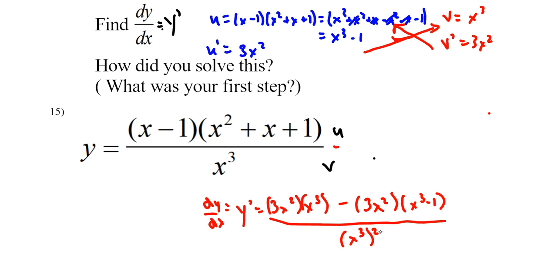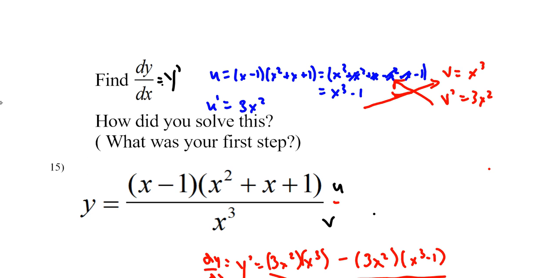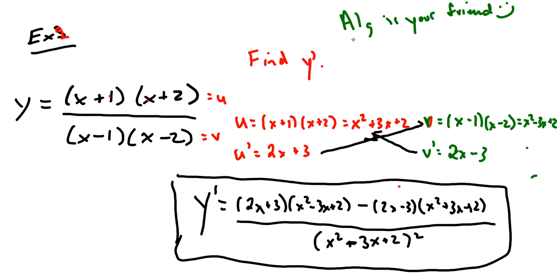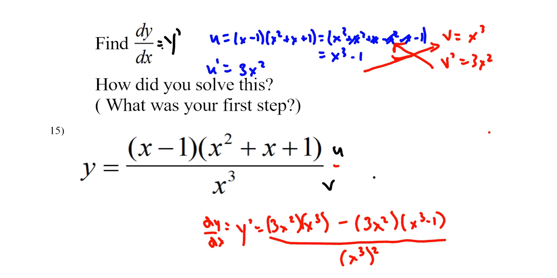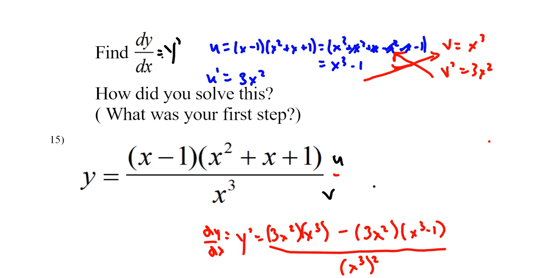Ta-da! And that's what we have. And yes, you can simplify this to x to the 6th, and that works out just matchingly. Now, if you looked at my other slide, I said algebra is your friend, and when you're doing problems like this, algebra is your friend. If you can avoid using the product and quotient rule, like over here, we do. Well, on the same token, notice how we have one term right here.